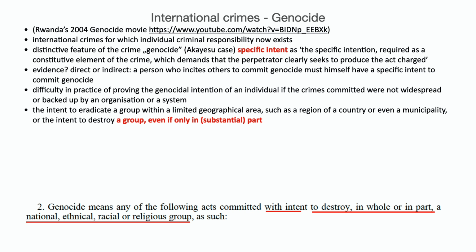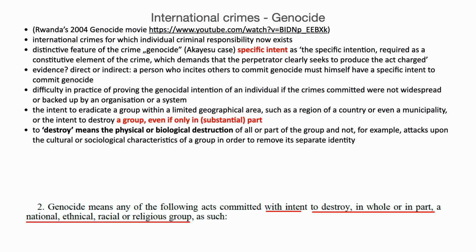The aim of the Genocide Convention is to prevent the intentional destruction of entire human groups, and the part targeted must be significant enough to have an impact on the group as a whole. The determination of when the targeted part is substantial enough to meet this requirement may involve a number of considerations. The intention to destroy means the physical or biological destruction of all or part of the group and not, for example, attacks upon the cultural or sociological characteristics of a group in order to remove its separate identity.